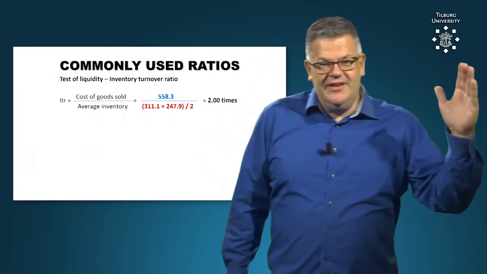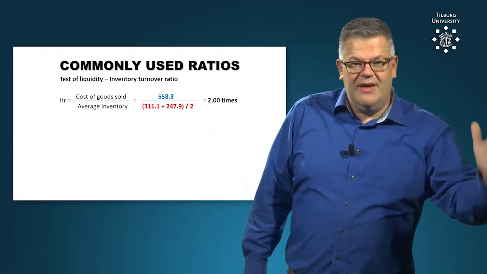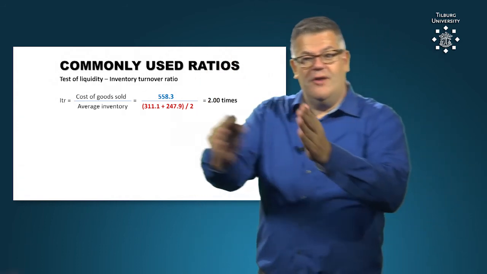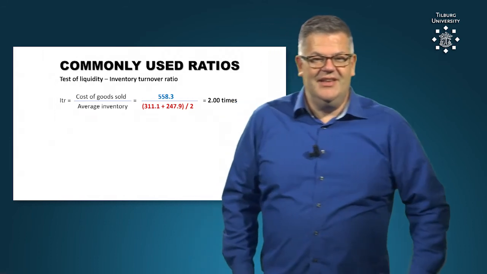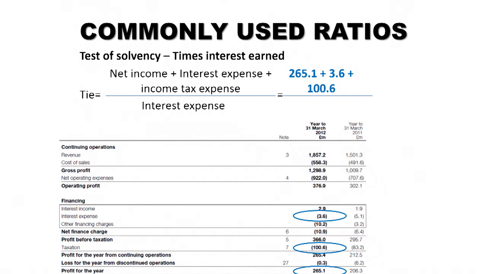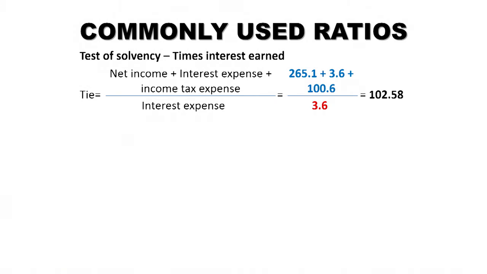So it takes 180 days from before production starts until it's sold. Take production 2 months, then it's 4 months still in the shop. I think that's a little bit long, but okay. Then we get the times interest earned. Take the net income, interest expense, income tax expense, divided by the interest expense, extremely high. Why? Because the company did not have that much interest-bearing debt.